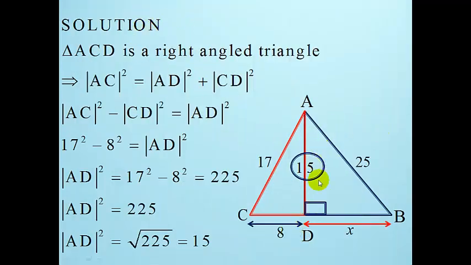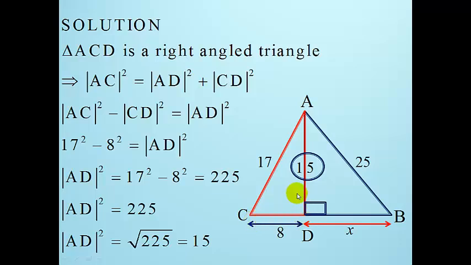Solution. This was the diagram we were given. We have two right angle triangles, ADC and ADB. Now, triangle ACD is a right angle triangle.